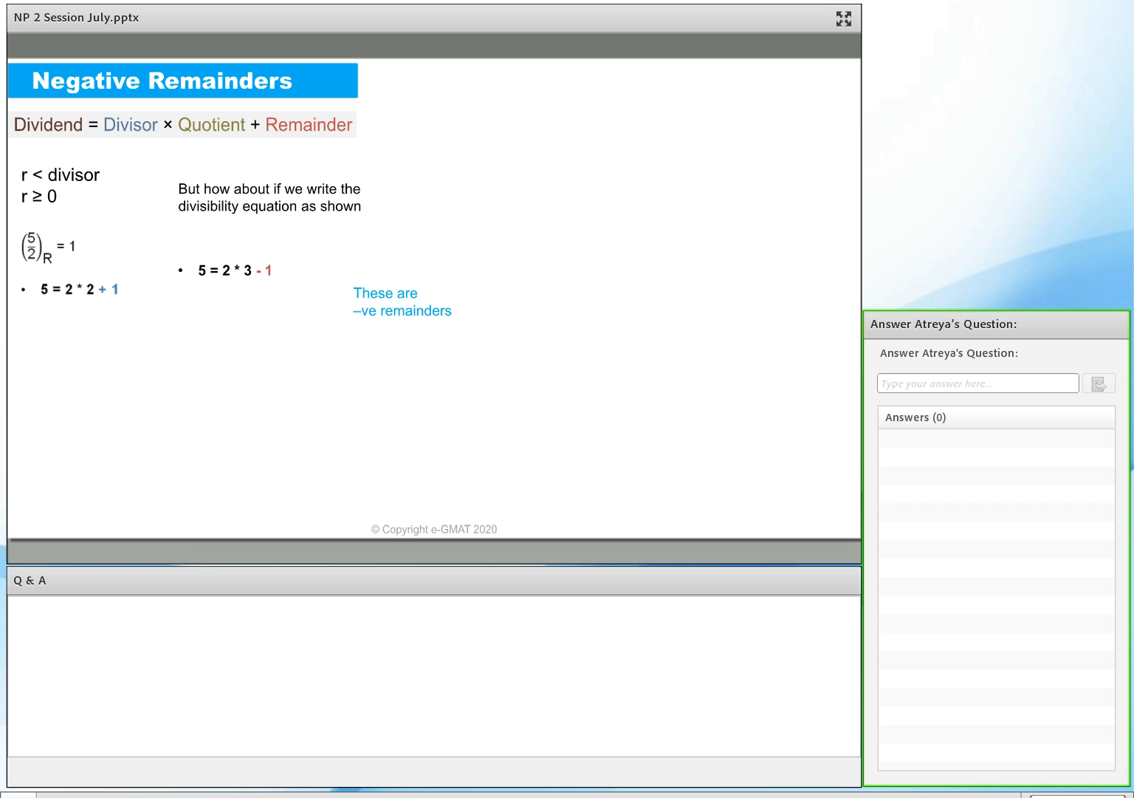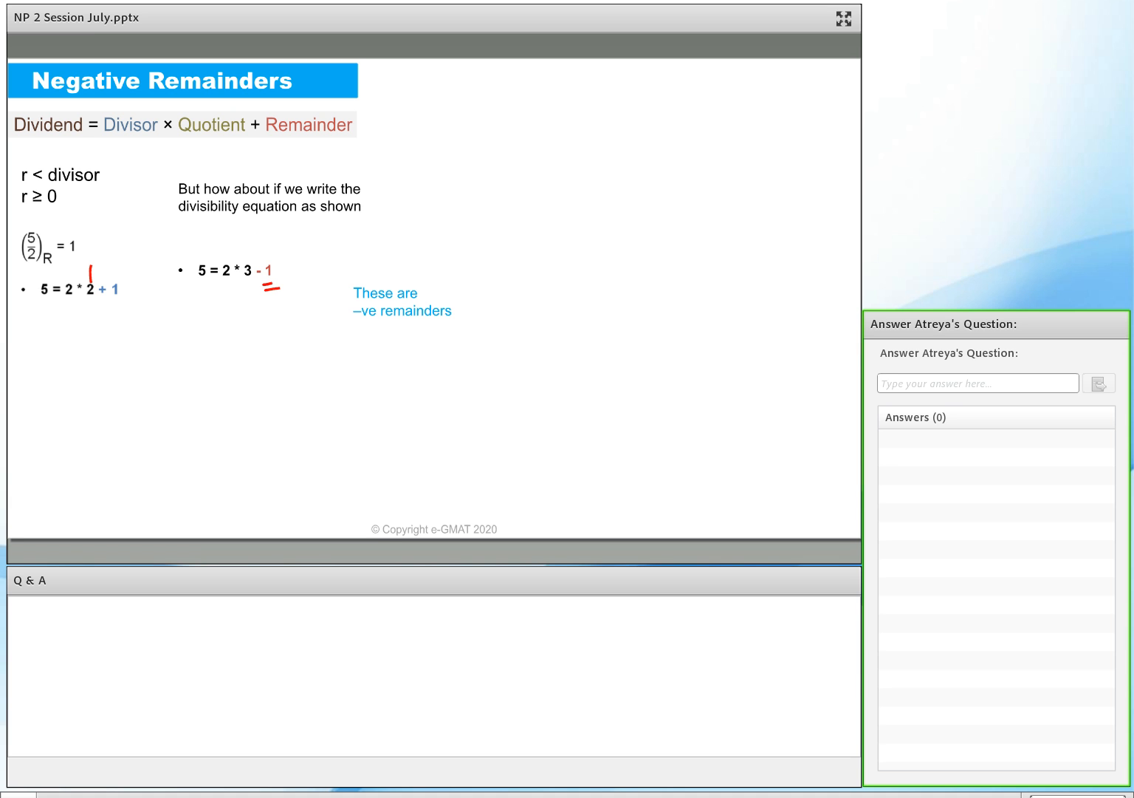But there's another thing that I can do. Increase the quotient by 1. If I do that, I get a negative remainder over here. Now, the concept of negative remainders is brought into questions to do 2 things. 1, simplify calculations for you. 2, make you take less time because the calculations are simplified right now.